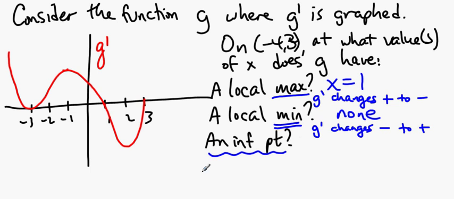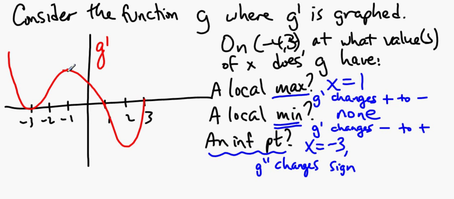Inflection points are places where G double prime changes sign. G double prime is the slopes of G prime. So G double prime is negative all through here because G prime is decreasing all through here. And then all of a sudden G prime is increasing again, so G double prime is positive. So there's an inflection point at x equals negative 3.